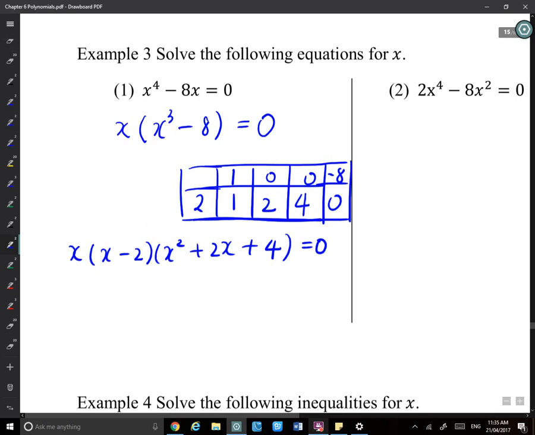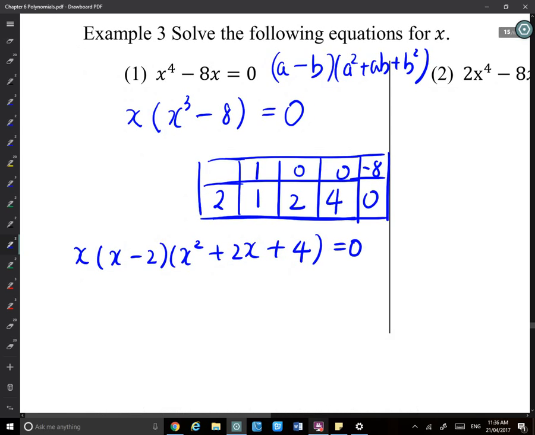Or if you know the formula, it is a minus b, a squared plus ab plus b squared. Okay, better if you can remember this formula. If you can't, just use this box, you still can find out the solution. And this discriminant is b squared minus 4 times 1 times that. That's smaller than 0. No solution for that one. Can't further factorize. Therefore, x equals to 0 or x equals to 2.